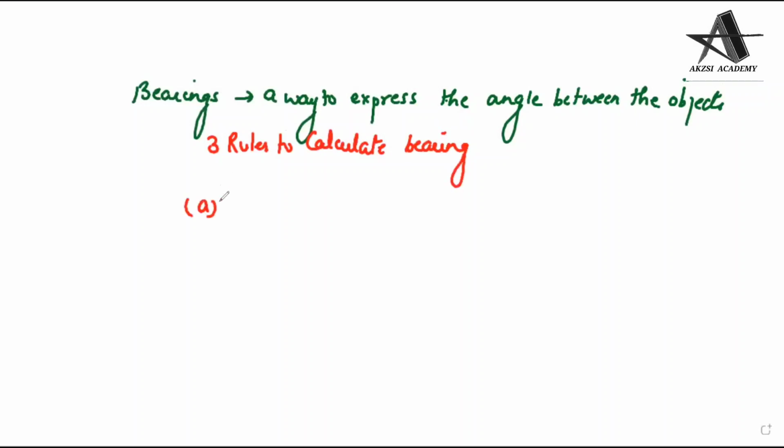The first rule is you always have to measure the bearings from the north line, from the north direction. I'm just writing it now, then I'll explain what exactly these are. So always measure bearings from the north line.